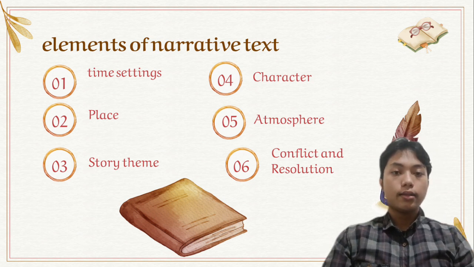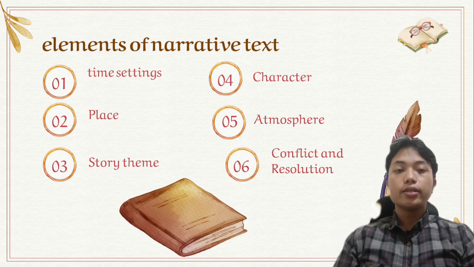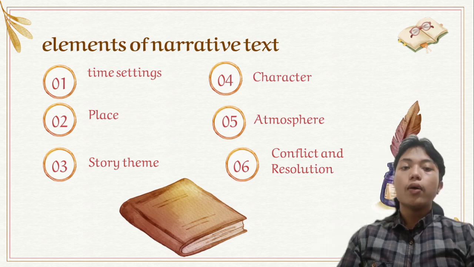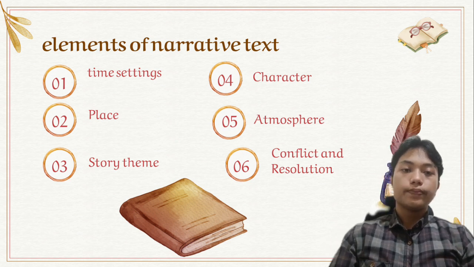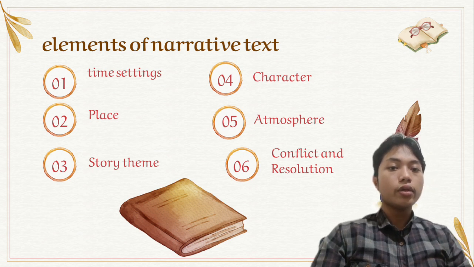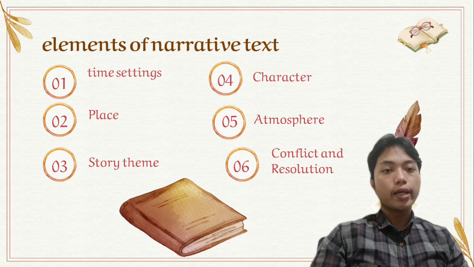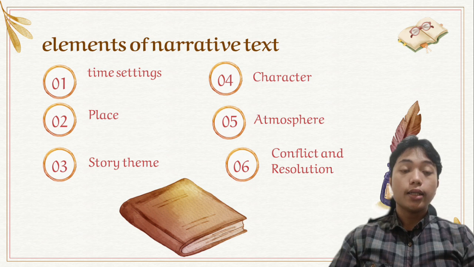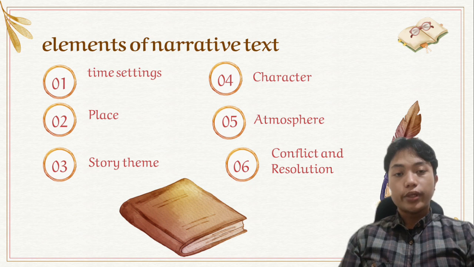Next is character. Characters are individuals or entities involved in the story. They can be the main character, like the protagonist, or supporting characters, or we usually call the antagonist. Characters in stories usually have characteristics and traits that set them apart from one another. Good character development gives an emotional and psychological dimension to the story.